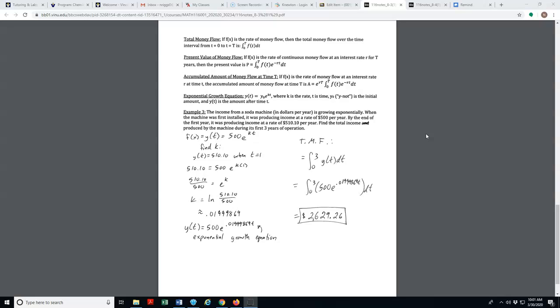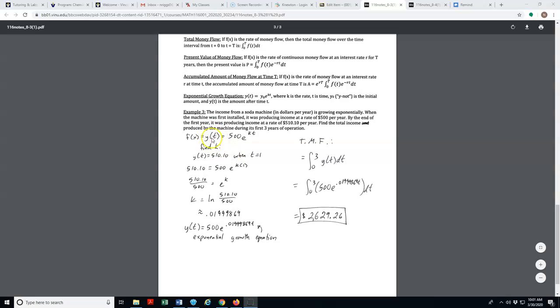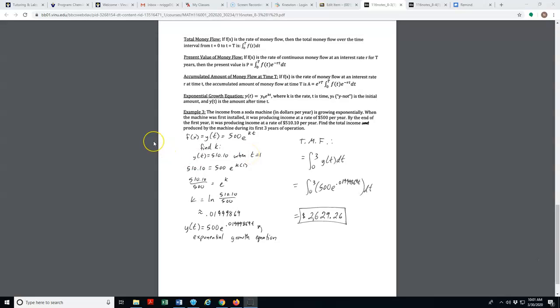So first of all, we've got to get an f of x or y of t equation, however you want to express it. My initial value is that 500, but here I was not actually told that k value. The k is the exponential growth factor, and generally for these we are not going to be told that. That means I have to find it. So we were told at the end of the first year we had 510.10. So that means my y of t value is 510.10 when t is 1. So I'm going to plug those in so that I can solve for that k value.